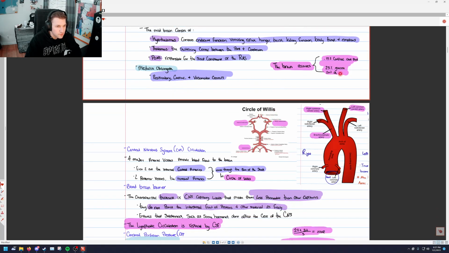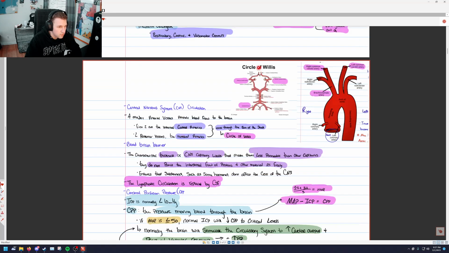The brain receives 25% glucose, 20% O2, and 15% of cardiac output. We have our circle of Willis. This is going to be the main form of distributing our O2-rich blood to the brain. So as you can see, right as we come out of the ascending aortic arch, you're going to come off to the left common carotid and right common carotid.